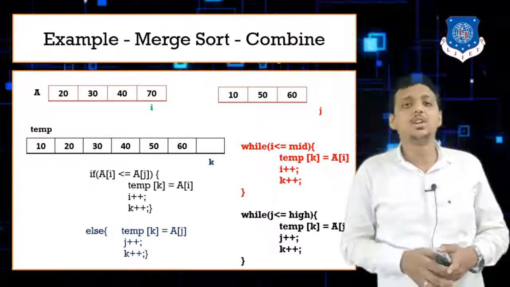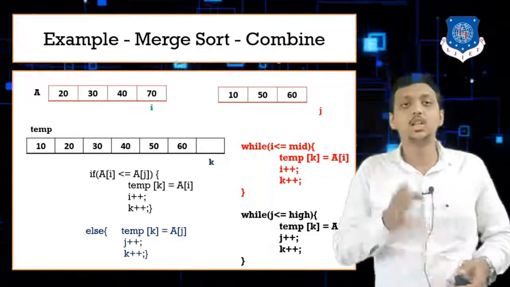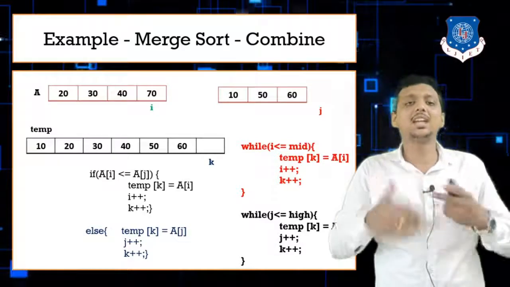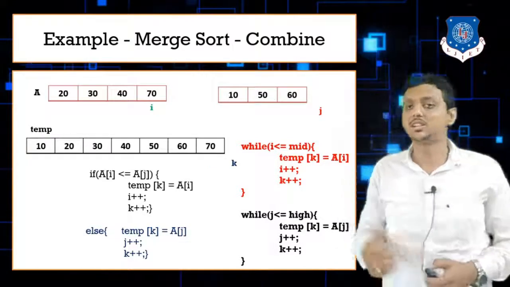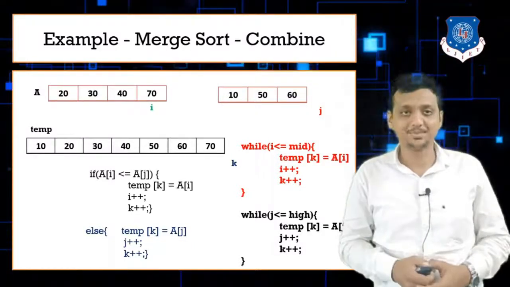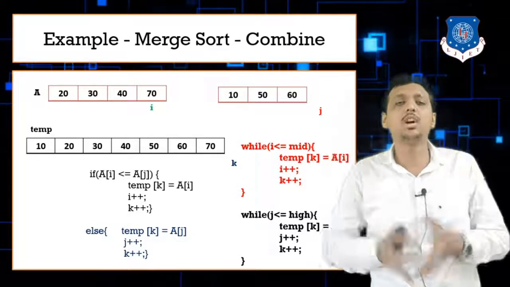In the while loop, again we have i less than or equal to mid. Yes, still i is less than or equal to mid. So you just put the element at i into the temporary array, increment i, increment k. After incrementing i and k, this becomes my final answer. Fine, this is how our merge sort works.